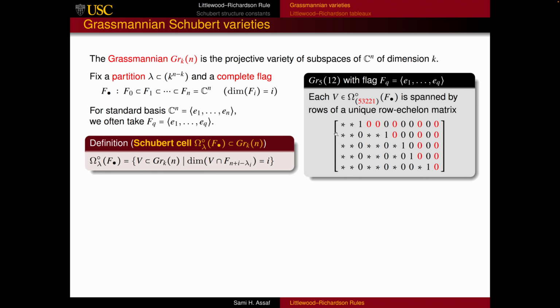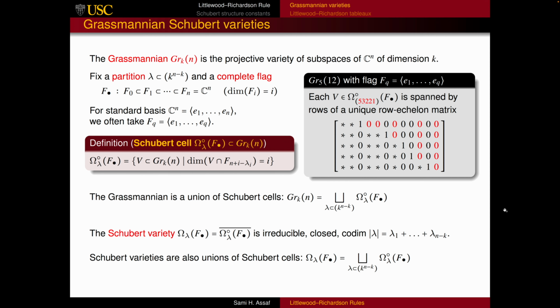So, okay, all matrices that look like this, where these stars can be any non-zero numbers, but you've got to have the ones and the zeros, that's going to fill up our Schubert cell. And we can take the closure in the Zariski topology, and that's what a Schubert variety is. The Grassmannian itself, the set of all k-dimensional subspaces, is the union of these Schubert cells. They all look something like this when we put them into canonical form. So a Schubert variety, as I mentioned, is going to be the closure in the Zariski topology.